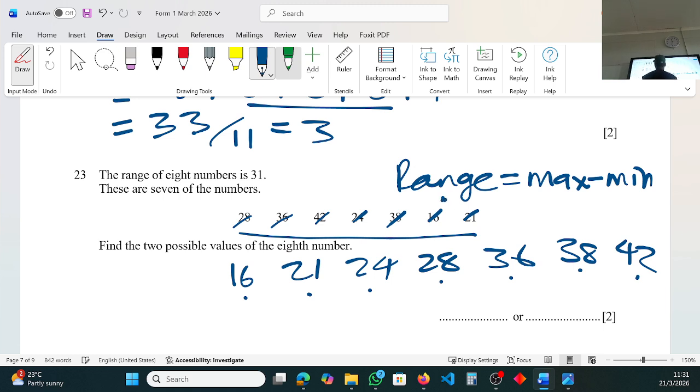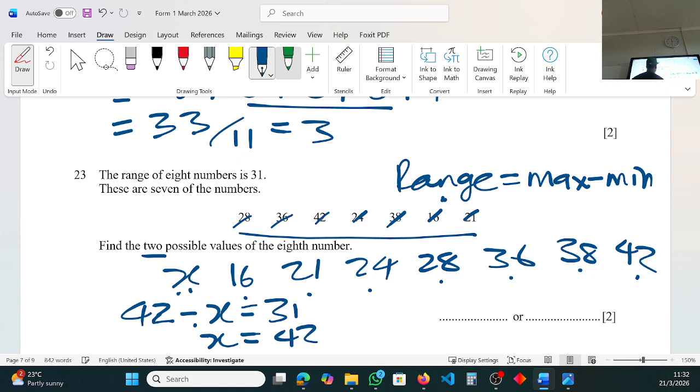So we'll pick our formula here. When the range of 8 numbers is 31, we're interested in 2 possible values of the 8th number. Maybe the 8th number is here. So if the 8th number is here, what it means is 42 minus this unknown number. We are told the range is 31. So as we solve for x, these are going to swap positions. So we end up having x being equal to 42 minus 31. When we look at this difference, it gives us 11.